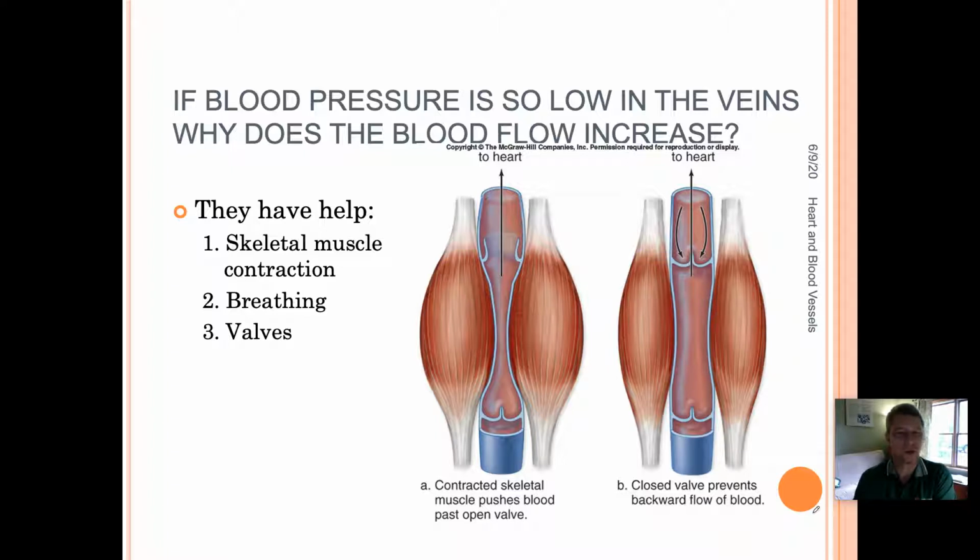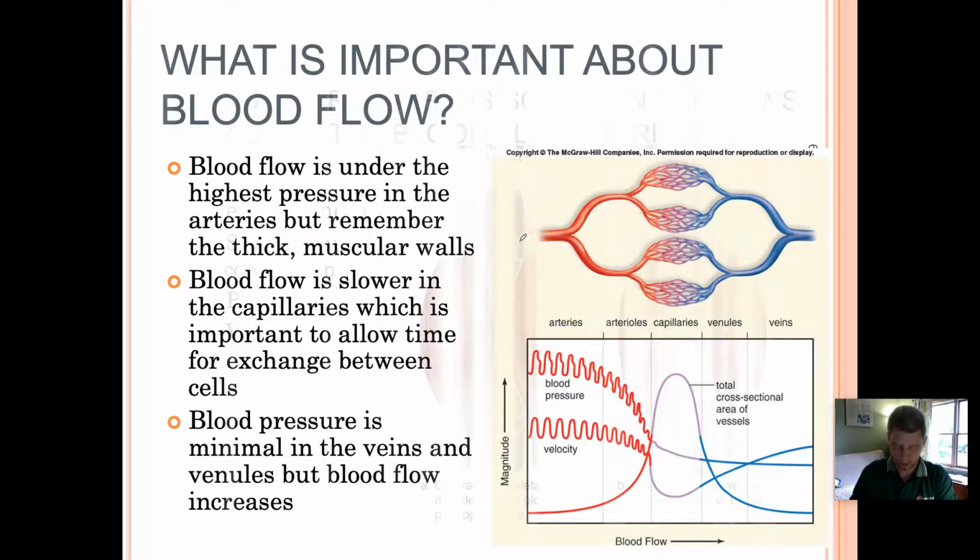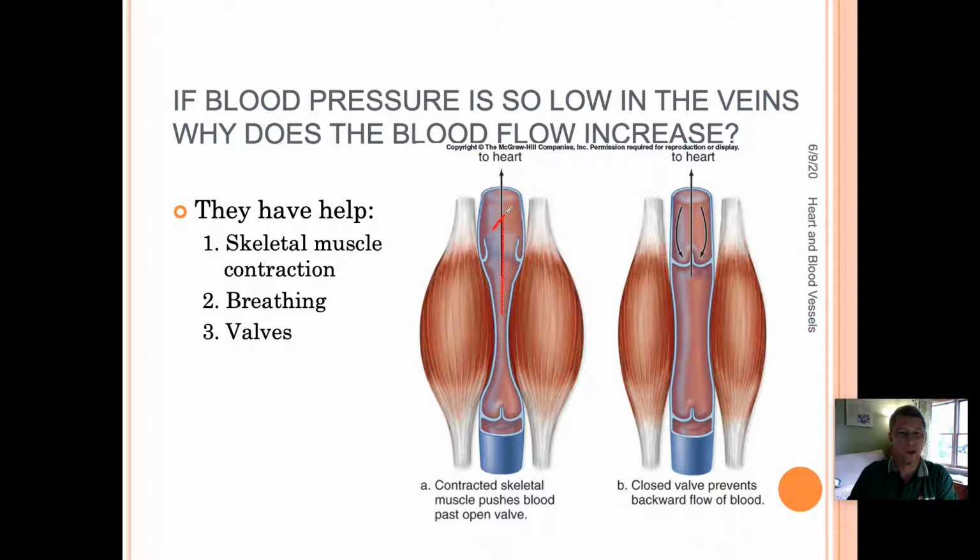Anytime your skeletal muscles contract, they literally squeeze the veins, and that pushes the blood. Now, there are valves that close that prevent the backflow of blood. See, the valve is closed in this scenario. So let's say these are the muscles in your calf, and you're walking. When those muscles contract, they push the blood in your legs back up toward your heart. And when the muscles relax, the valves close, and that prevents the blood from going back down. And so it's a very efficient system of moving blood through your body.